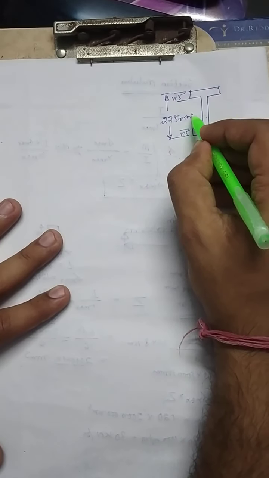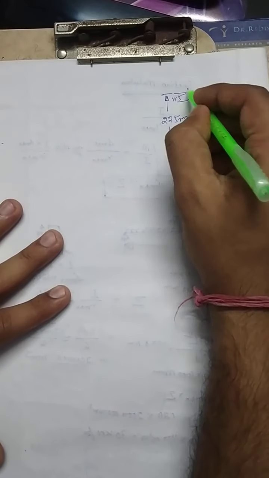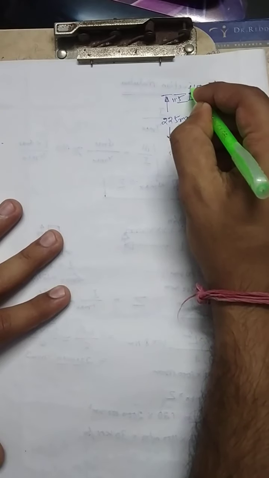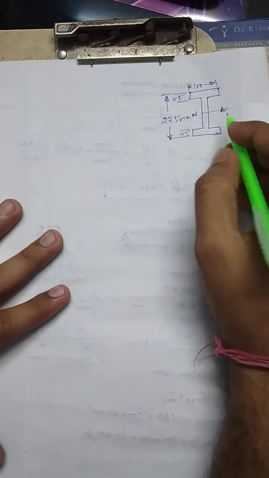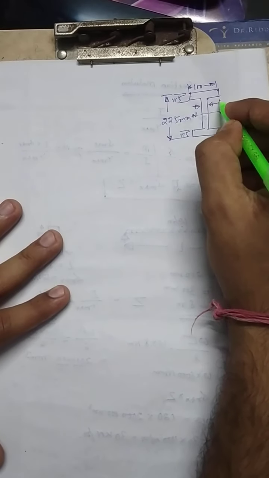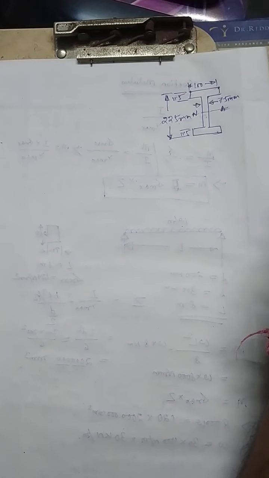This is its neutral axis, this is 100 mm, and this is 7.5 mm. This is the beam we have.